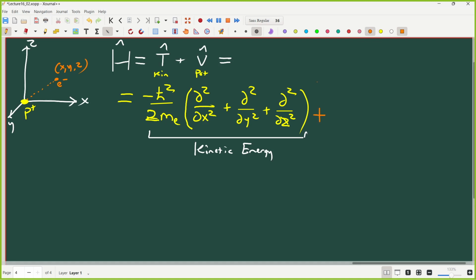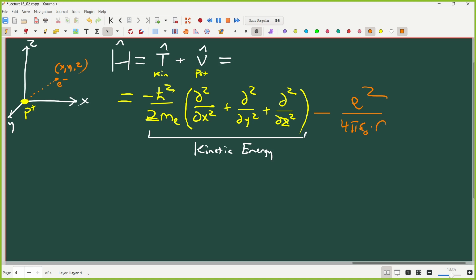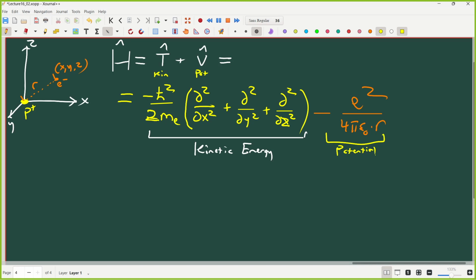And we already wrote the potential down. It's a negative term, right? It's always attractive. e squared over 4 pi epsilon naught times r. Well, maybe you can already see what the problem is here. We've talked about this thing r, which is the distance between the proton and the electron. This is the potential. So we have to write r in terms of our coordinates.